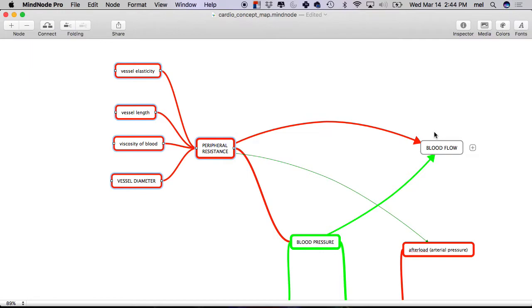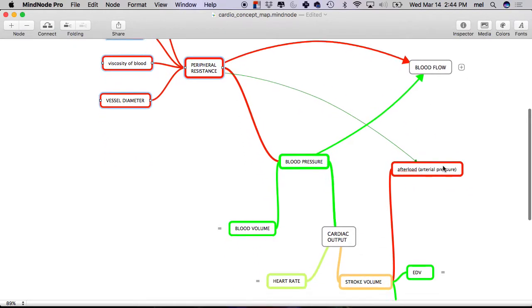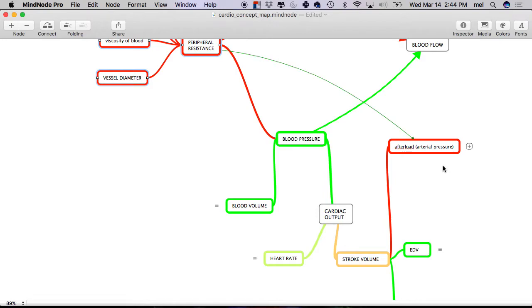Okay, go ahead. Green is direct correlation, red is indirect? Yes. So if this one increases, that one increases. If this one increases, that one decreases. Does that make sense? Okay. Any other color, and then you can't predict it without knowing a little bit more.